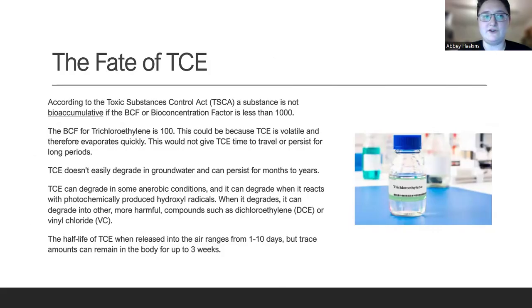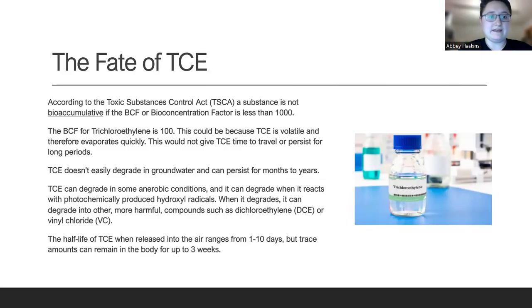One, TCE is volatile and it evaporates quickly, so that doesn't give it much of a chance to persist or travel throughout the environment. It can be hard for it to reach groundwater, for example. But when it does reach groundwater, it doesn't easily degrade. And once it gets there or in soil, it can persist for months to years.